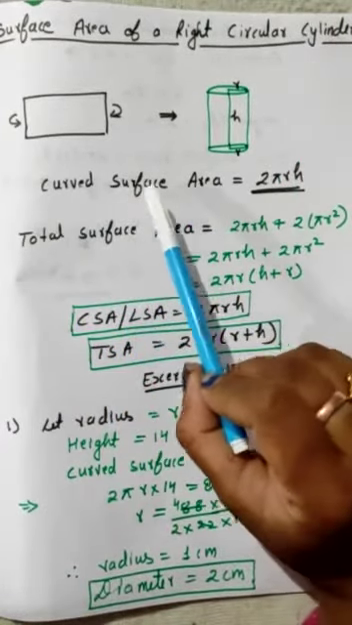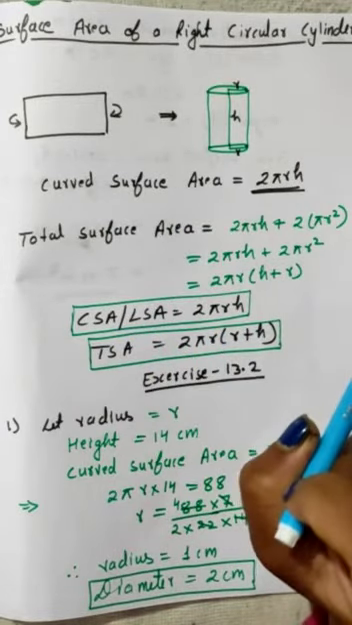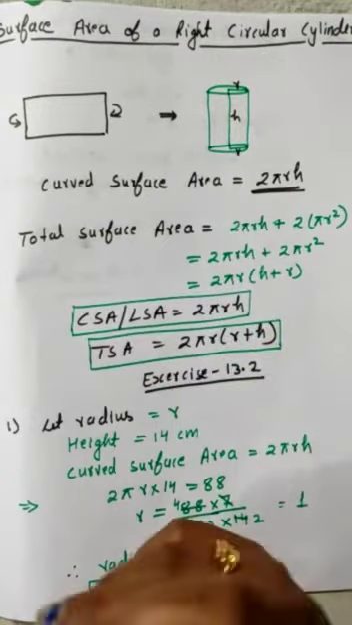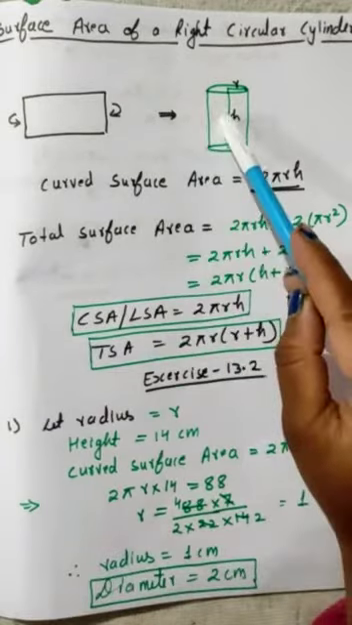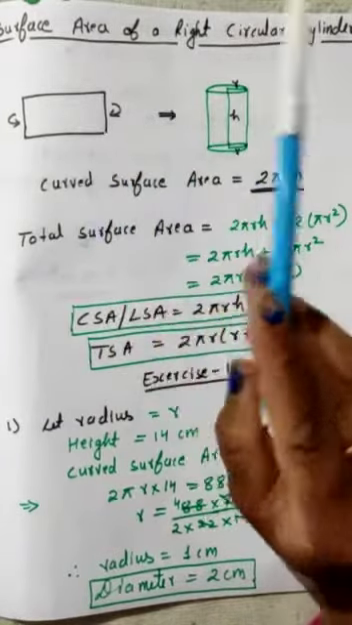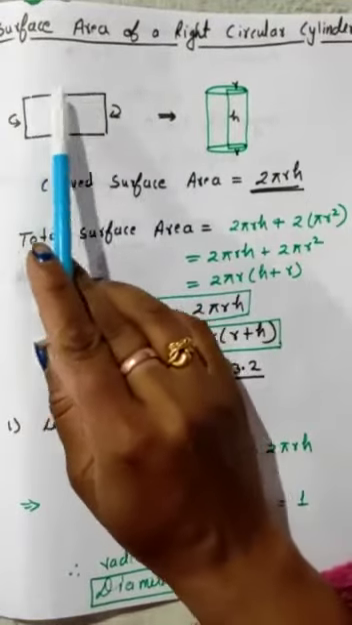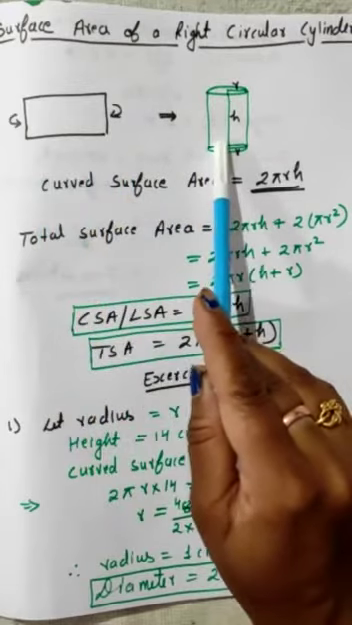Now what is the curved surface area? You all know in cube and cuboid also, the area of the four walls was the lateral surface area. Similarly in a cylinder also, the surface area of this rectangle only will be the curved surface area of the cylinder.